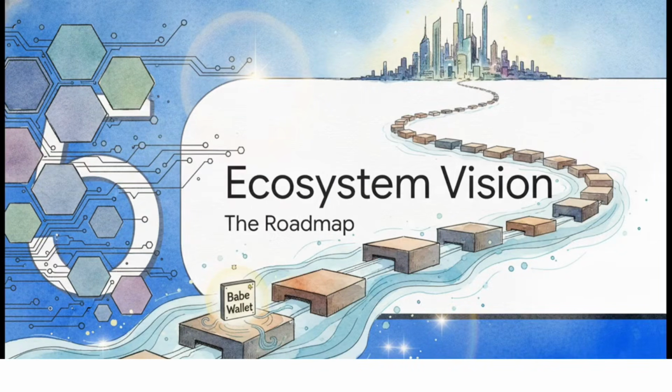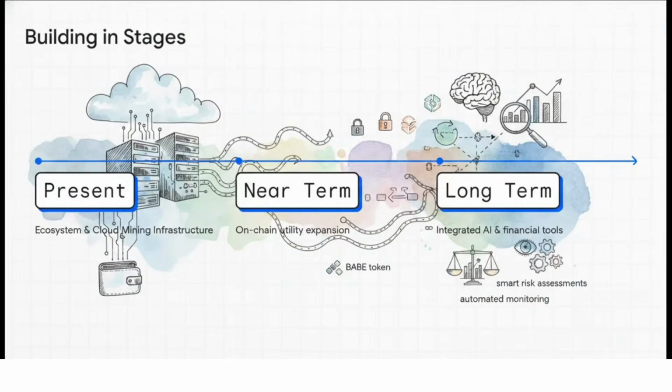Finally, Section 5, Ecosystem Vision. Let's zoom out for a second to see how this 1.1.16 release actually fits into the massive long-term roadmap of the entire AVIC ecosystem. Babe Wallet isn't just a standalone app. It is the foundational piece of a much larger puzzle. Right now, they're laying down the cloud infrastructure and wallet basics. Moving into the near future, the roadmap signals huge on-chain utility expansion. And looking long-term, the ultimate goal is integrating advanced AI and financial intelligence tools. Think automated monitoring and smart risk assessments seamlessly woven directly into your decentralized finance experience.